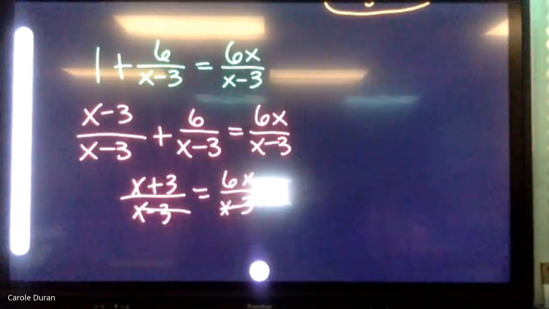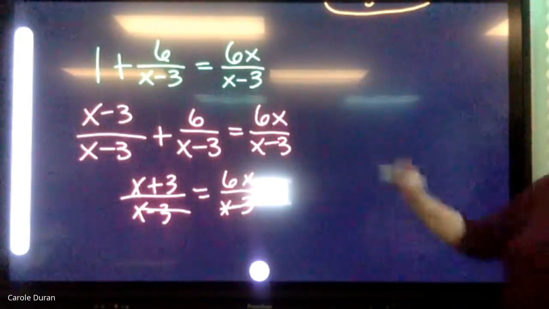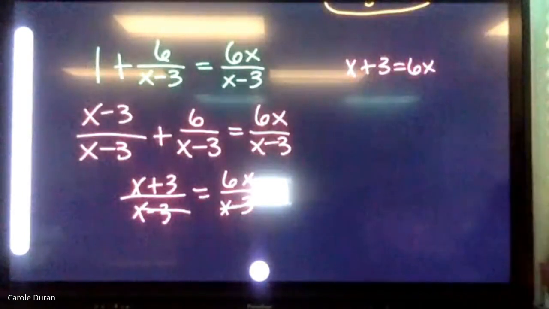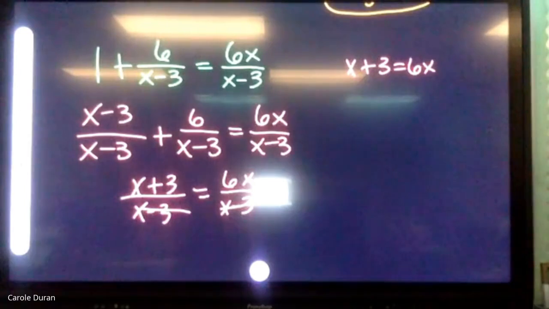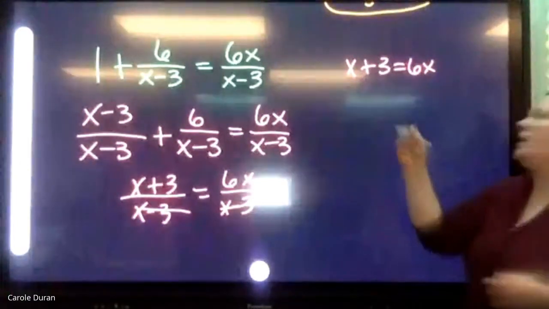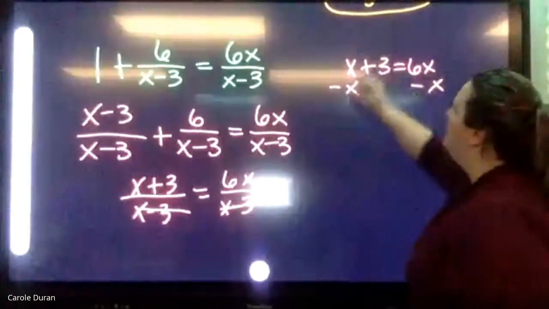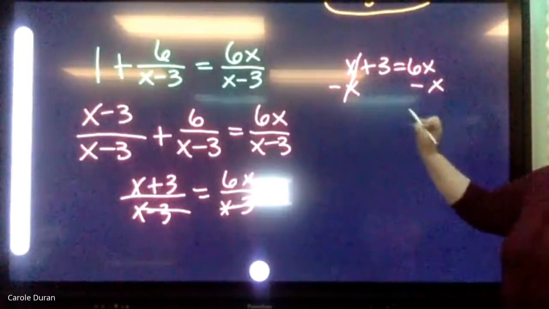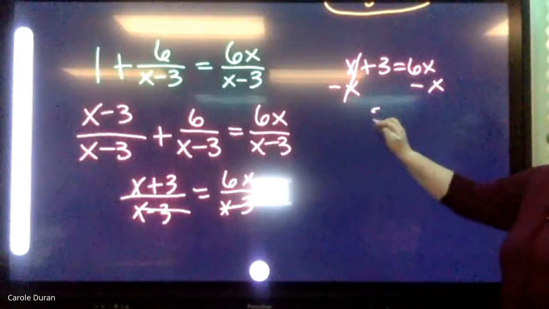Kaylee, finish us out, please. Maybe subtract the x. Okay, so I would move the x because there's already an x over here, but you could have moved the 3 and then moved the 6x. It would have come out the same way. So we're going to move the x. When I move the x, what am I left with? x plus 3 equals 5x.